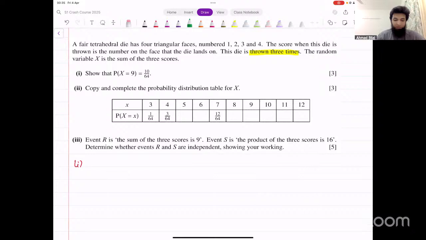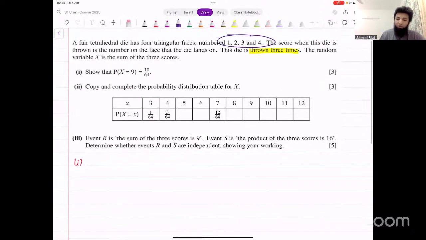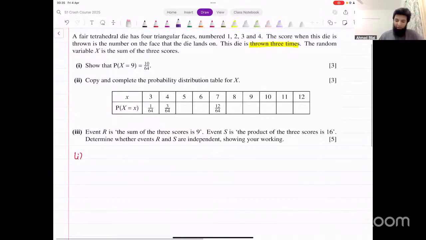So what we do is we just think of it directly. How can we get a sum of 9? Let's think about that, from these 4 numbers, 1, 2, 3, 4. Now do this in order, so that you don't miss out any possibility. If the first number is 1, if the first die lands on 1, what should be the other numbers? They can be 4 and 4. That's one possible case. All right.